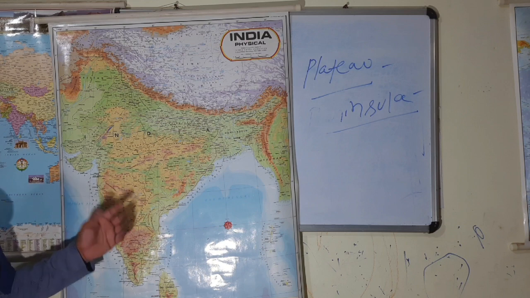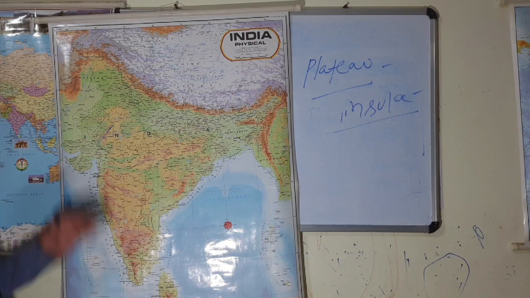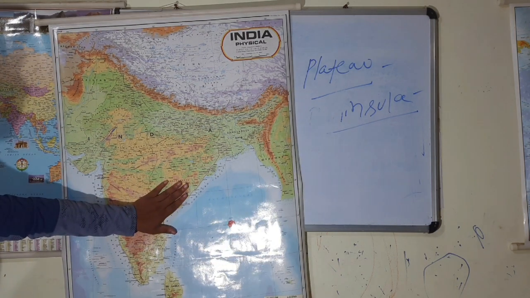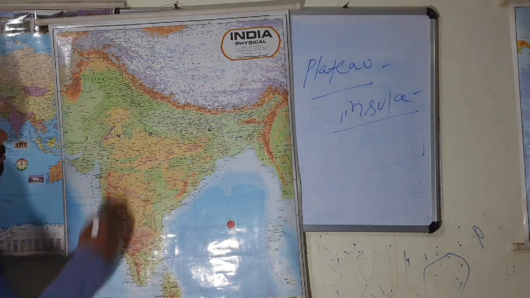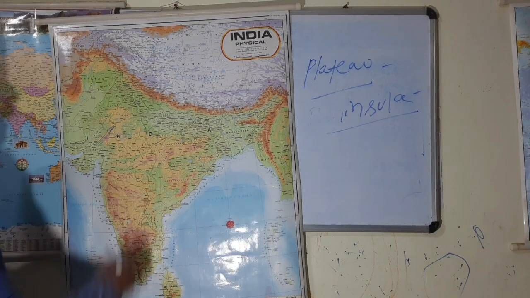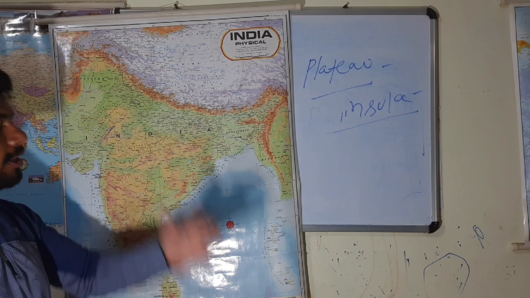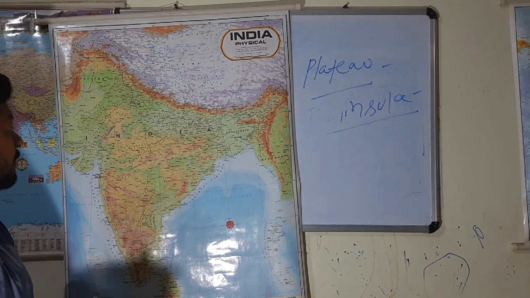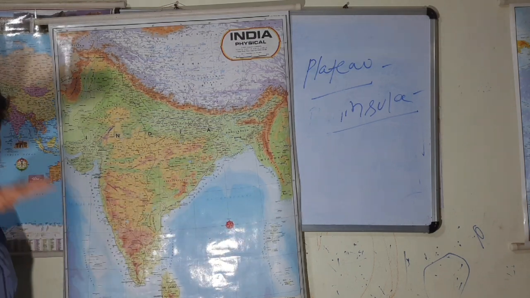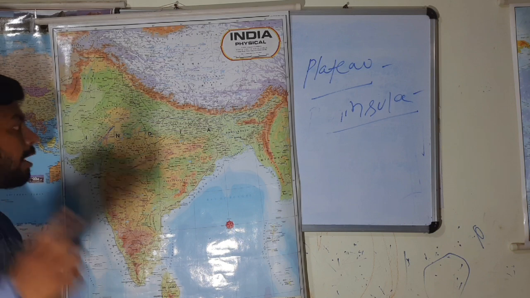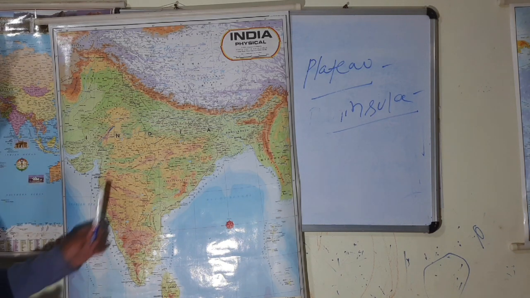The peninsular plateau is the largest physiographic division of our country. If a question is asked, which one is the largest physiographic division of our country, then the answer will be the peninsular plateau. It is not only the largest, it is also the most stable one, and the oldest physiographic division of our country. So note it, guys: the peninsular plateau is the most stable, the oldest, and the largest physiographic division of our country.